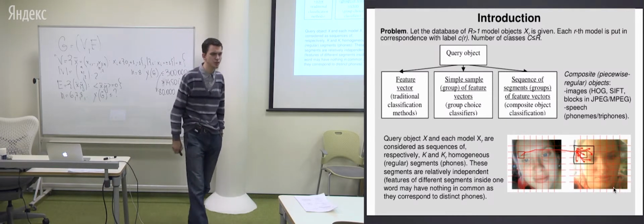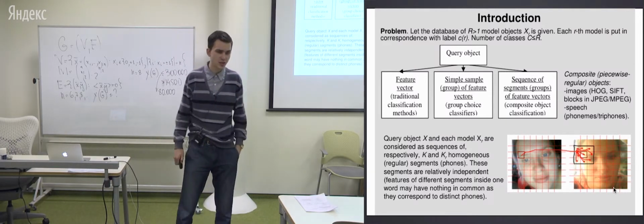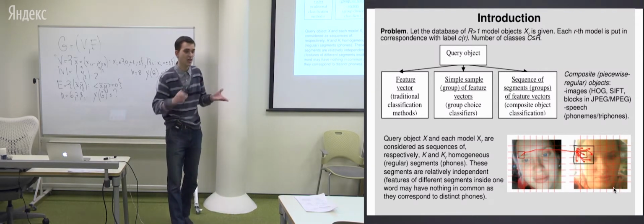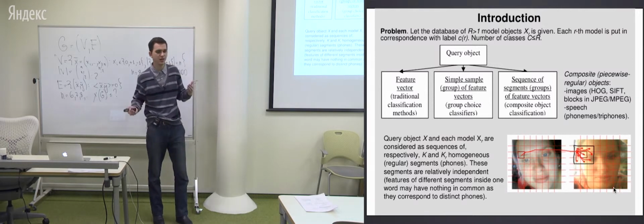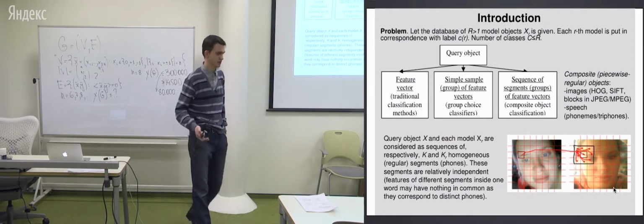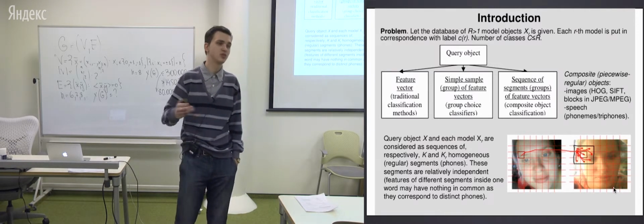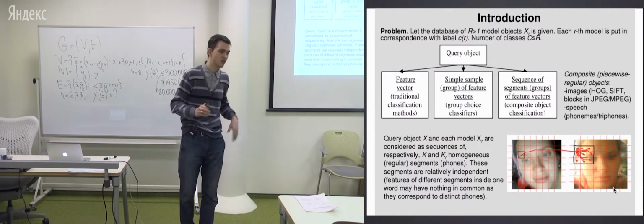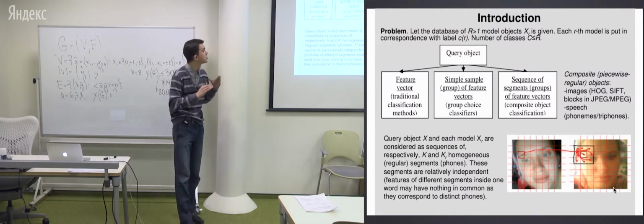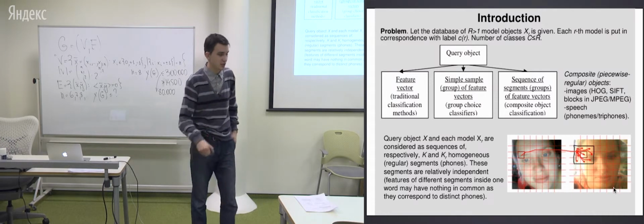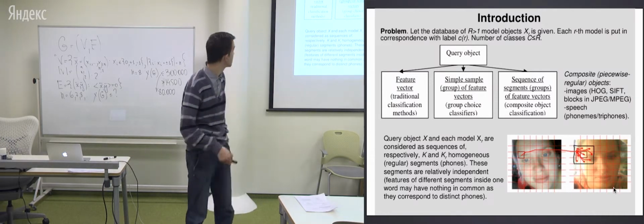Probably this model first appeared in speech analysis, when the speech contains a set of phonemes, and one phoneme in fact doesn't depend on another. I mean, the features of one phoneme don't depend on the features of others, so you need to perform some segmentation to find these homogeneous parts, homogeneous segments, classify these segments, and unite everything into the whole hypothesis.